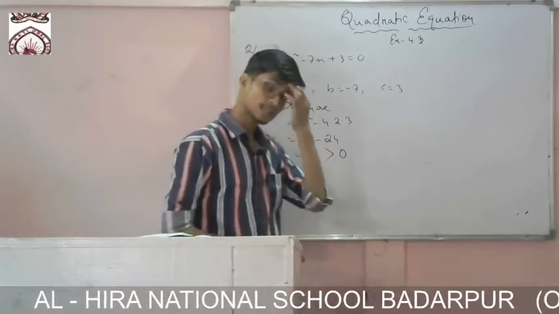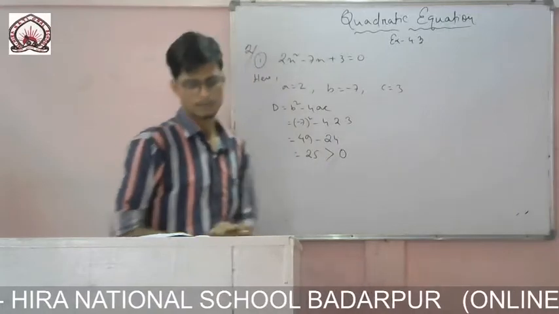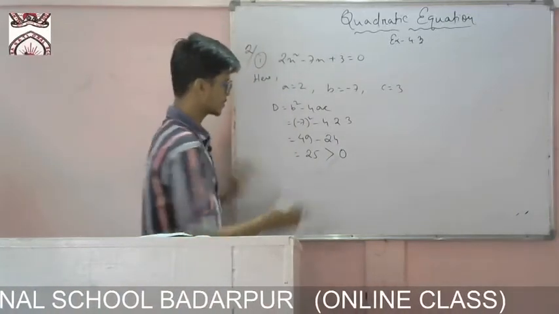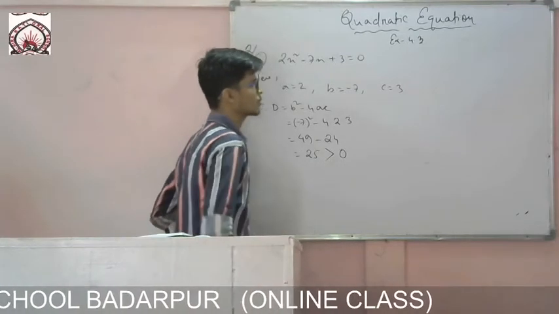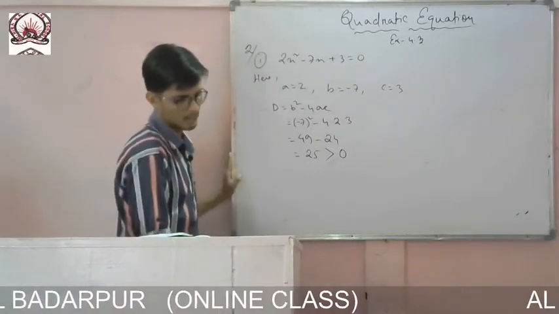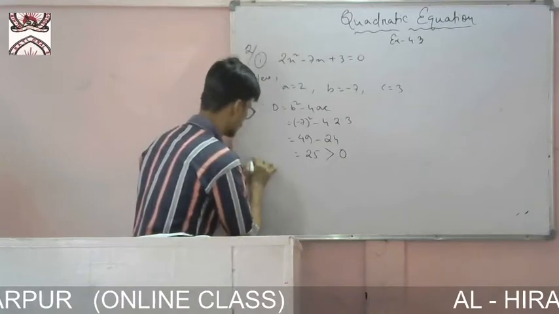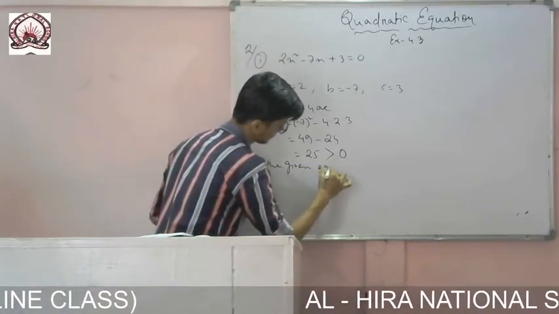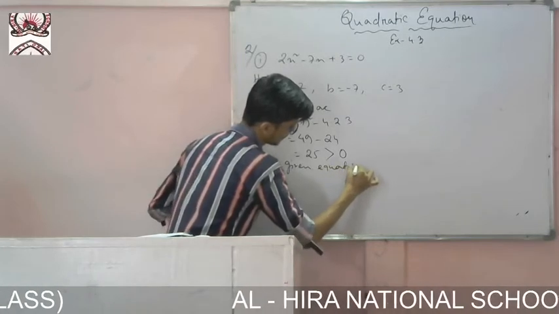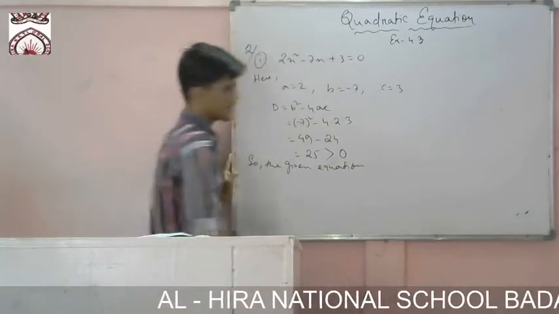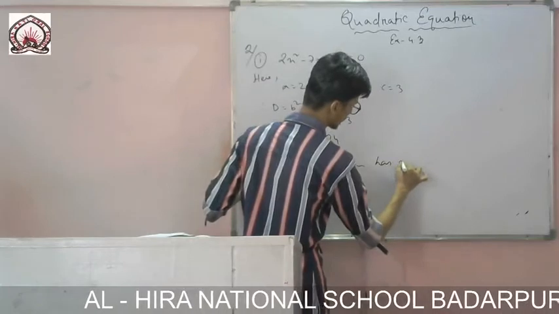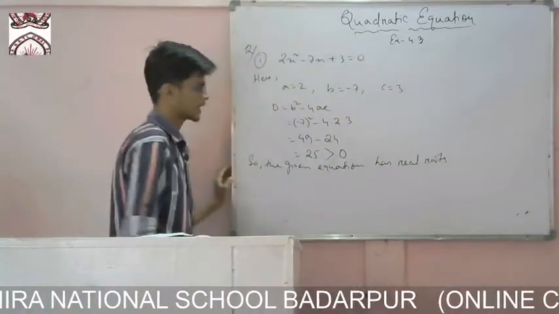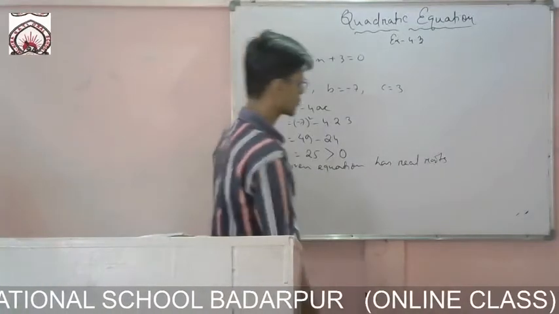so that means we can find the roots of the quadratic equation using that formula. If the discriminant is greater than or equal to 0, then we say the equation has real roots. So you write: the given equation has real roots.